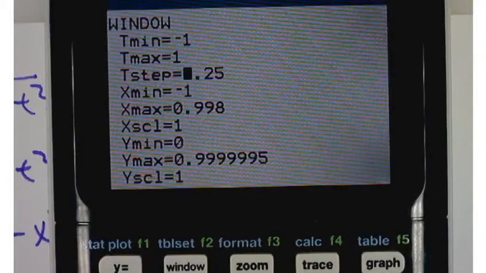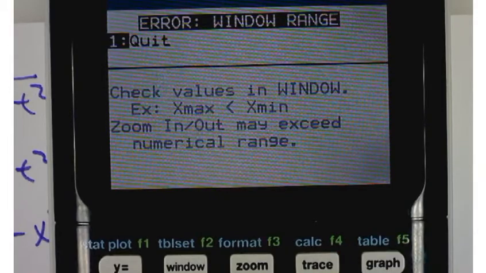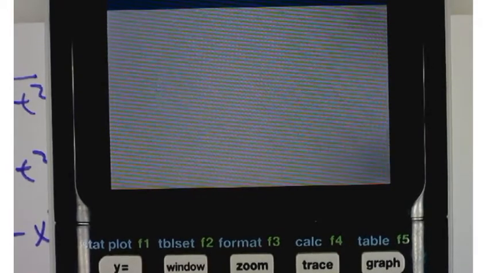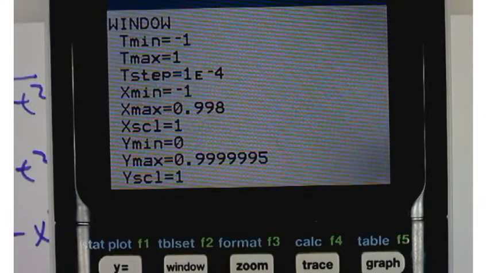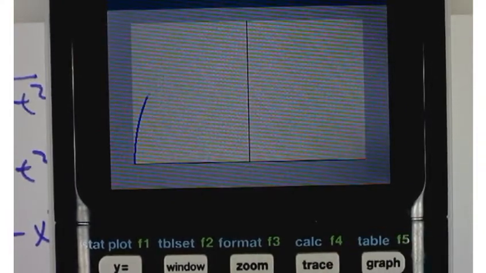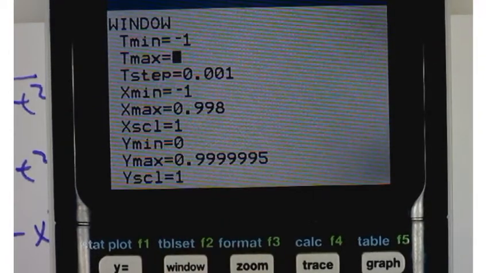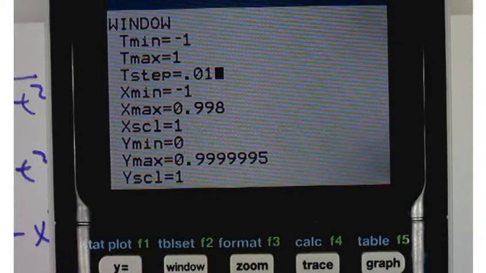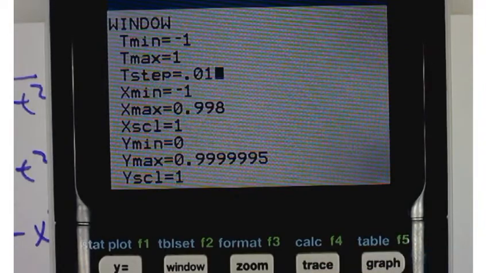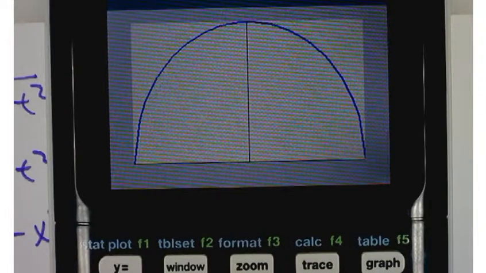If I did a t-step that's too small, 0.0001, it doesn't like that. Let's try it again. 0.001, then it takes a long time because it's plotting thousands of points there. It's really brutally slow. So you want to pick something that's a happy medium, 0.01, 0.05. 0.05 should probably be pretty good. That's not too bad.